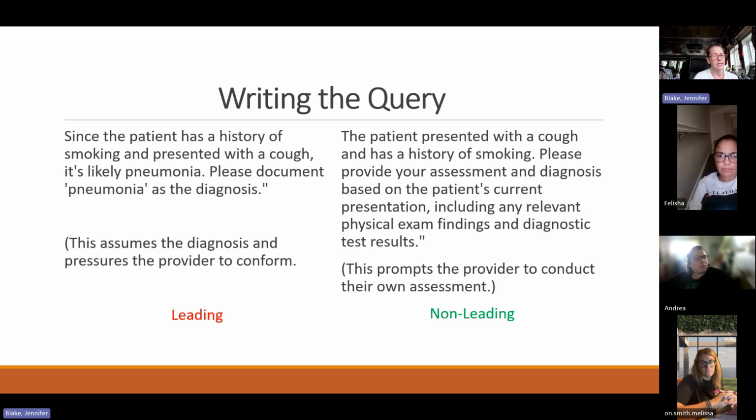So again, here's another example of a leading query. Since the patient has a history of smoking and presented with cough, it's likely pneumonia. So please document pneumonia. So that's me telling the provider, hey, document pneumonia. We never want to do that. So a better query would say the patient presented with a cough and has a history of smoking. Please provide your assessment and diagnosis based on the patient's presentation. And please include any relevant findings and diagnostic test results. So that will prompt the provider to do their own assessment versus me, Jennifer, telling the provider to document pneumonia. So that's just a difference.